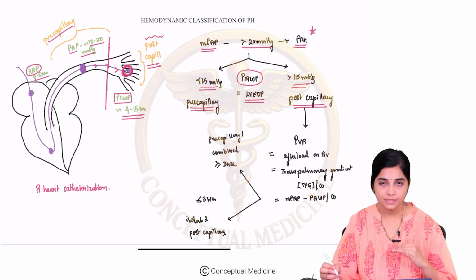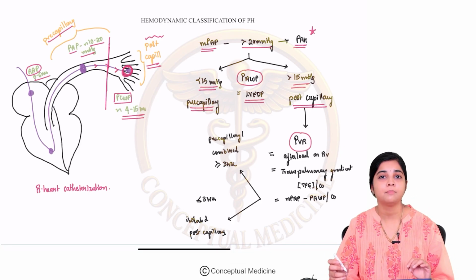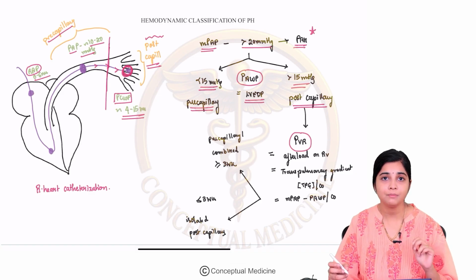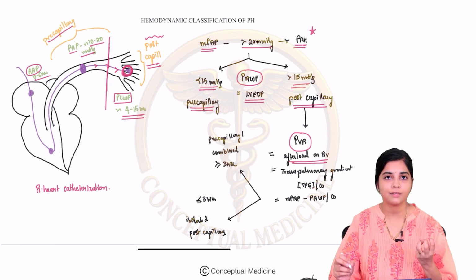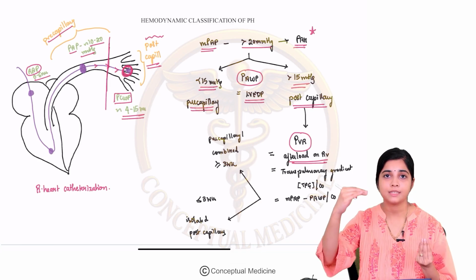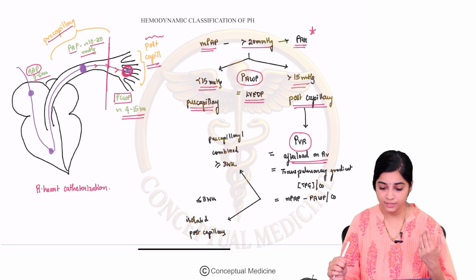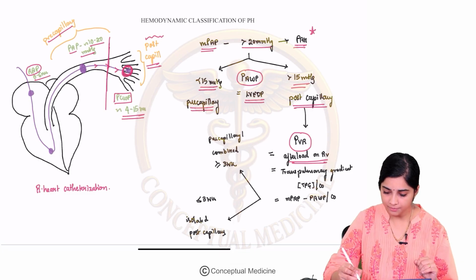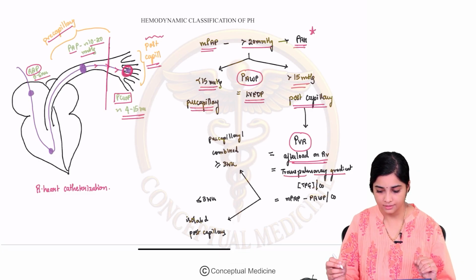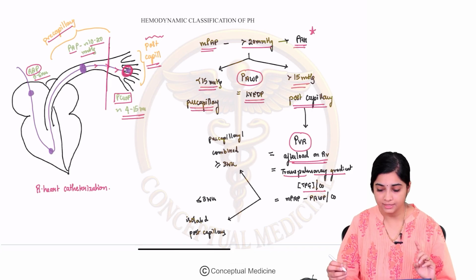Now in post-capillary hypertension, what we have to look at is the pulmonary vascular resistance. Pulmonary vascular resistance basically denotes the afterload on the RV, correct? The RV is pumping into the pulmonary artery, so if there is increased resistance in the pulmonary artery, this is the afterload to the RV. This is given by the formula transpulmonary gradient by the cardiac output. Okay, transpulmonary gradient by the cardiac output.